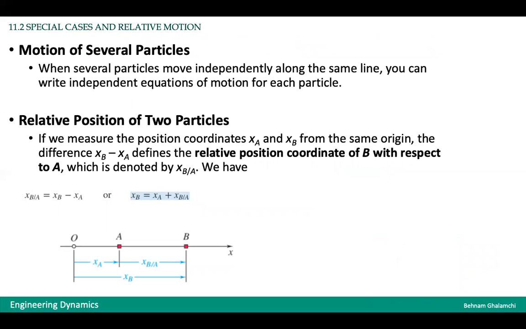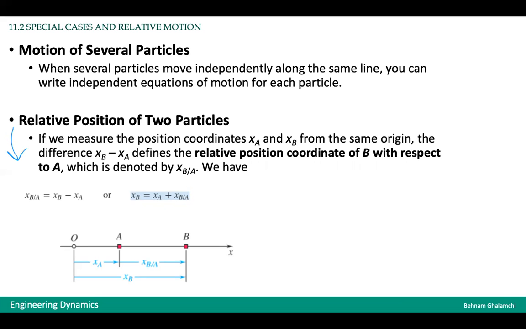Also, another special case is that we can have several particles moving independently. Let's say we have two balls. One of them we throw upward, and the other one we throw downward. You can see they are two particles moving independently, so we are able to write the equation of motion for each particle independently. But when we want to analyze them, for example, the position of each particle with respect to the other, then that will be the definition of the relative position.